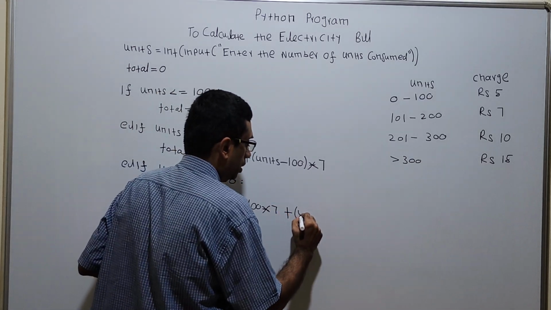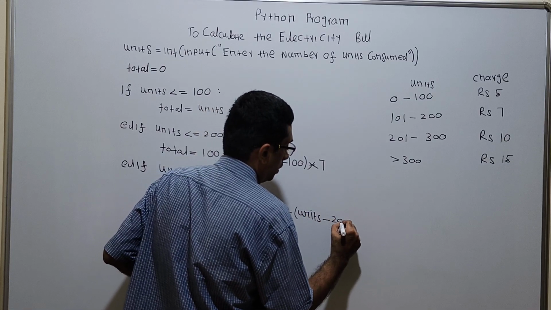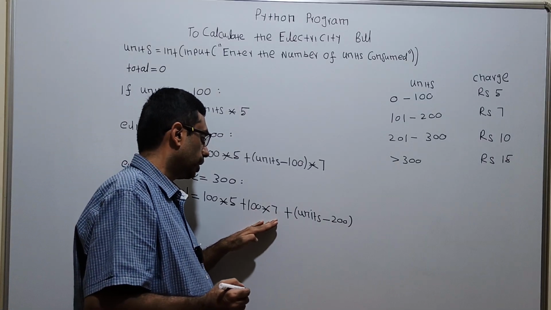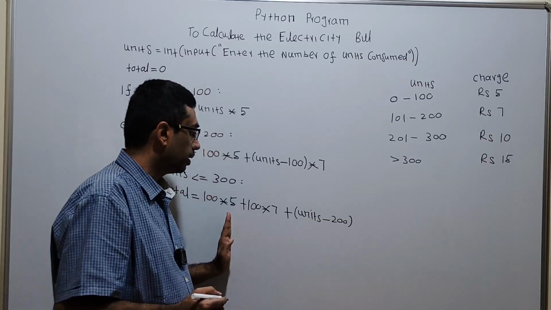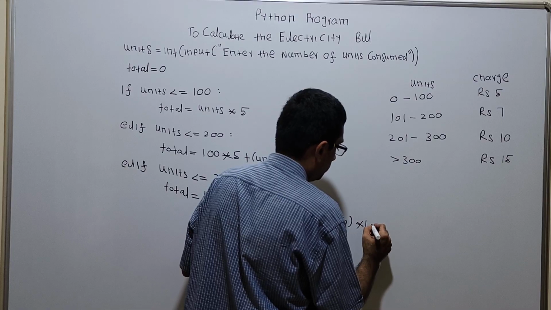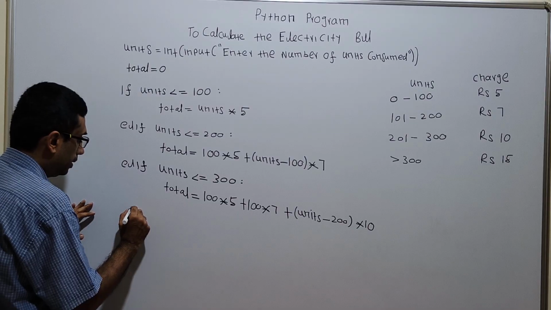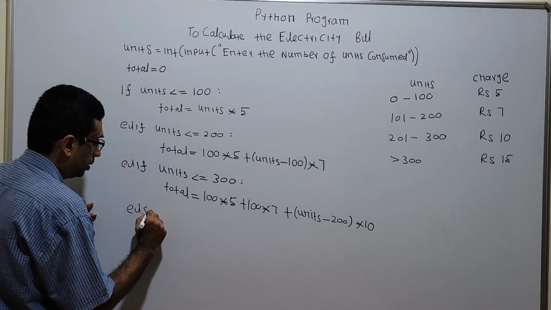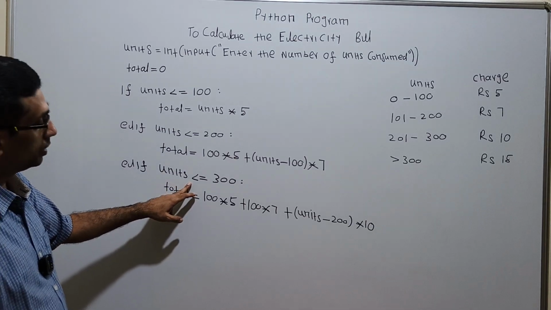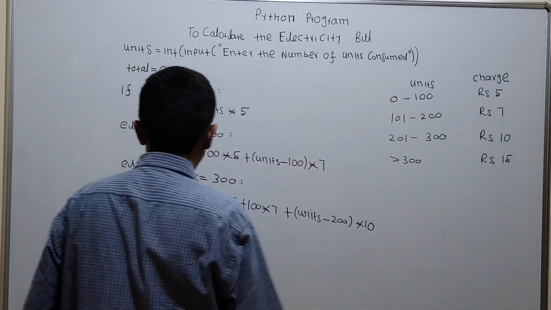That means units minus 200. Why? For the first 100, 5 rupees, and second 100, 7 rupees, is already calculated. So I am subtracting the calculated units from the number of units consumed. For remaining, I am charging rupees 10. Here I am writing an else statement. Else colon. In this case, units less than or equal to 300 is false, means units is greater than 300. For this I am charging 15 rupees.